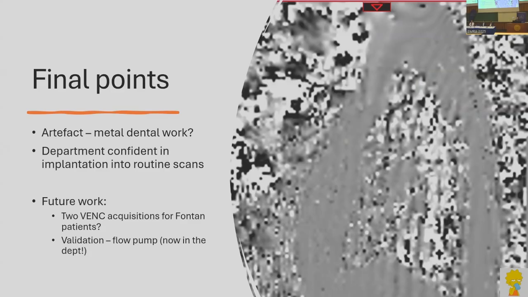Finally, with all the results we've shown to the cardiology and radiology team, we found that we're quite happy with it. Perhaps we can use this 4D flow for a particular set of patients, maybe not all of them. For future work, we would like to try 2 VENC acquisitions. We also have a newly purchased flow pump, which would be ideal to test low VENCs and how anti-aliasing works for the high velocities. Thank you.